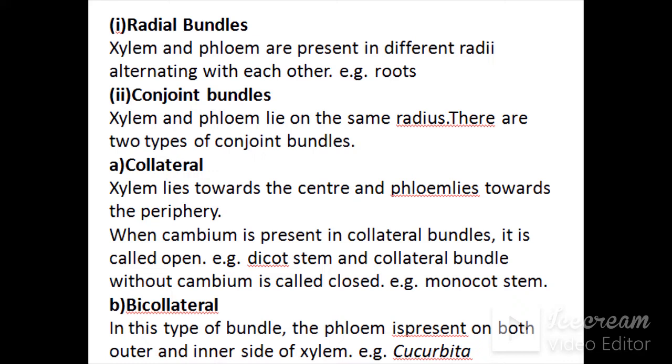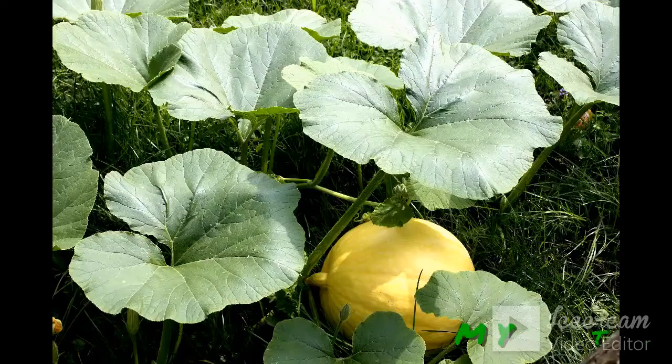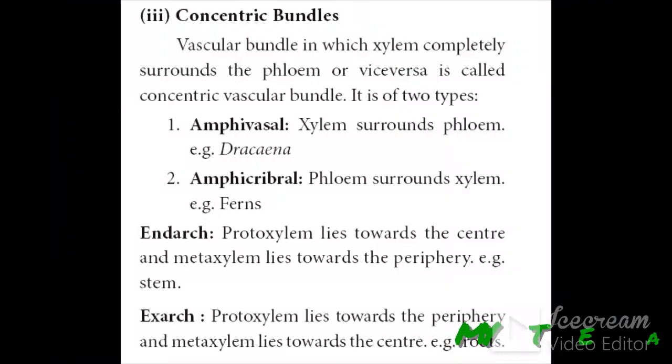When cambium is present in a collateral bundle, it is called open. Example, dicot stem. When cambium is absent, it is called a closed collateral bundle. Example, monocot stem. The second type of conjoined vascular bundle is bicollateral. In this type of bundle, the phloem is present on both the outer and inner side of the xylem. Example, Cucurbita.